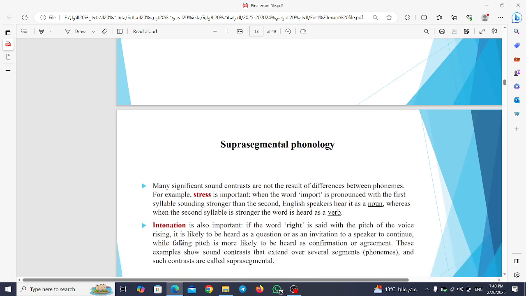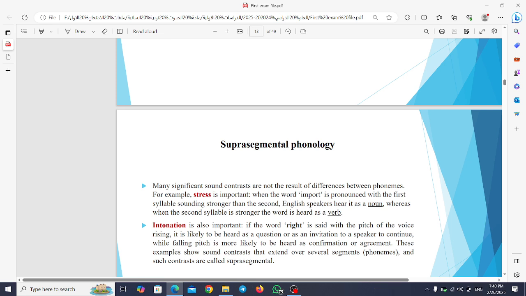Suprasegmental phonology: we have stress and intonation. In relation to suprasegmental phonology, many significant sound contrasts are not the result of differences between phonemes. For example, stress is important. When the word import is pronounced with the first syllable sounding stronger than the second, English speakers hear it as a noun. So the same word, if pronounced with stress or prominence on the first syllable, im, it is a noun. But if the stress is on the second syllable, it becomes a verb.